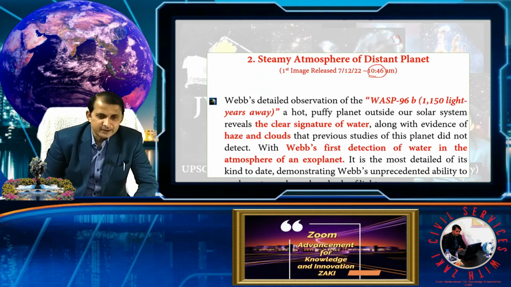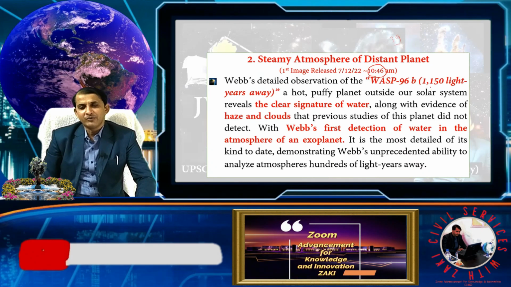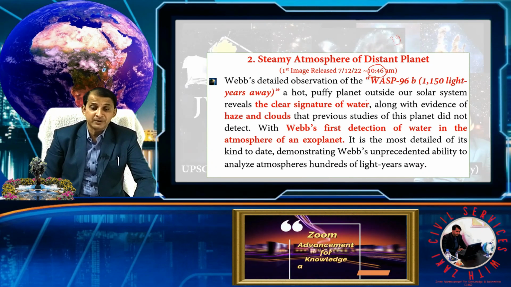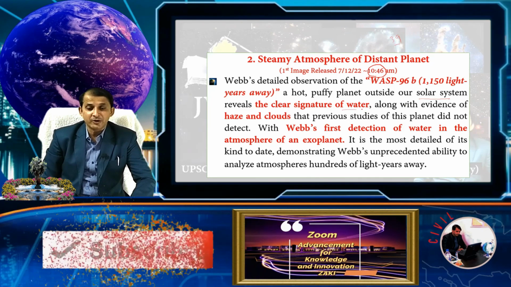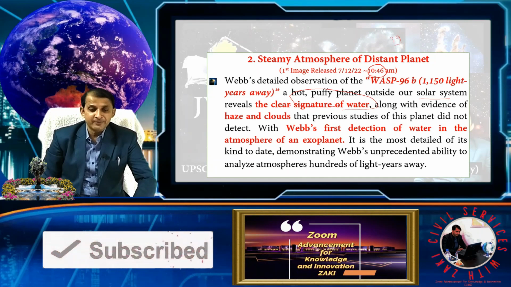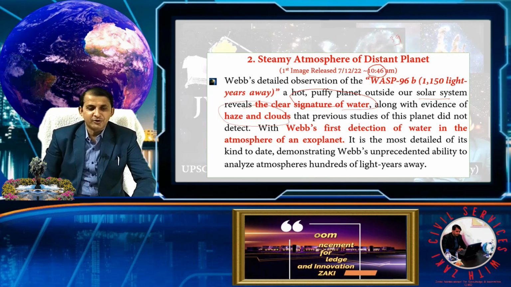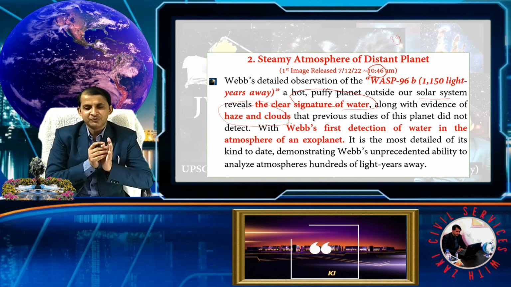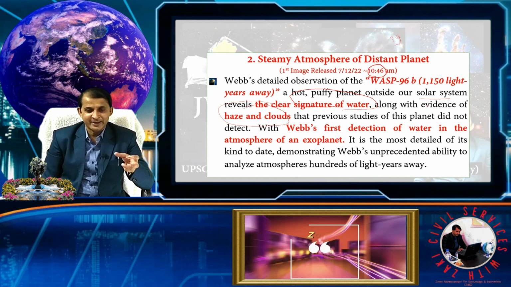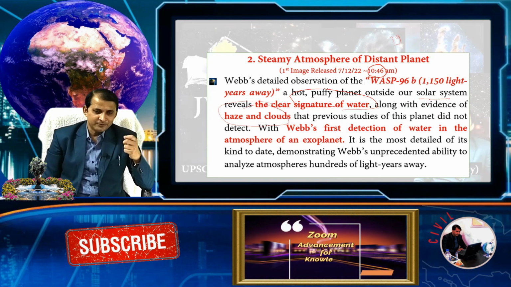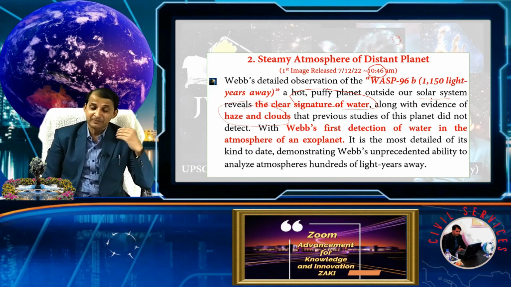See here, Webb's detailed observation of WASP-96b. It is about 1150 light years away, a hot, puffy planet outside our solar system, which means it's an exoplanet. There is a clear signature of water, along with evidence of haze and cloud, that previous studies of this planet did not detect. Previously, this type of haze, cloud, vapor or atmosphere was not detected.